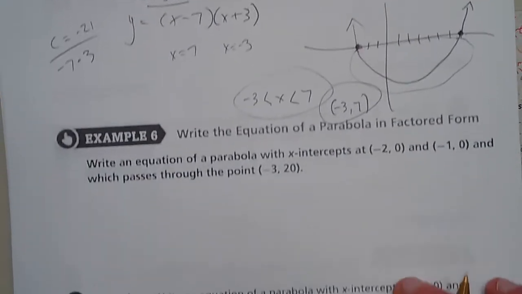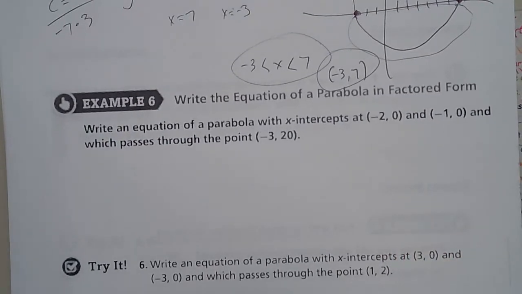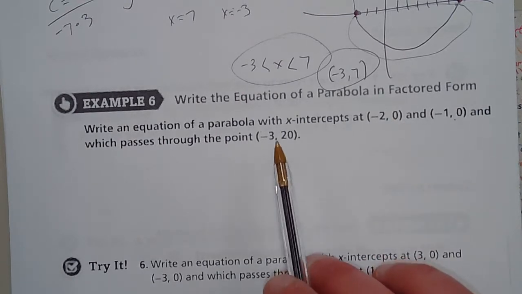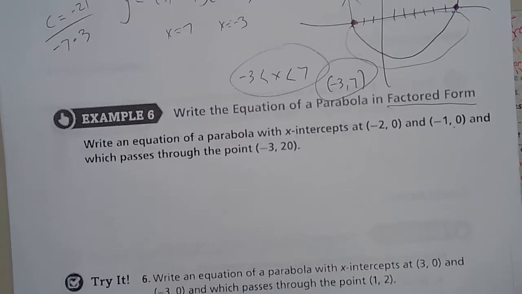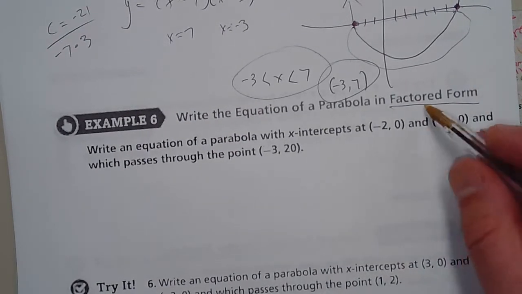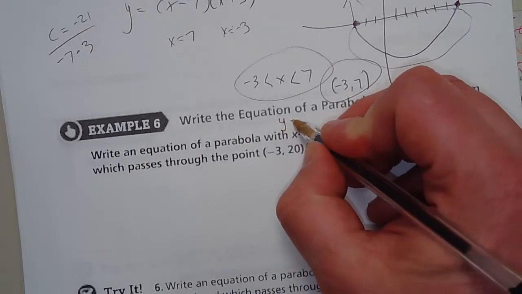All right, so our last one here. Write an equation for a parabola that has these x-intercepts and goes through this point. But it does say it wants it in factored form. Factored form is not as common as standard form and these other types of forms, but I'm going to squeeze it in here, because I think it makes the most sense.